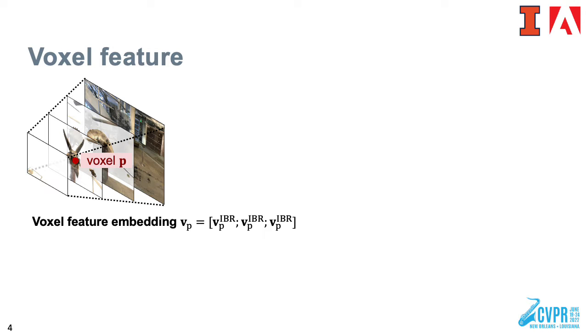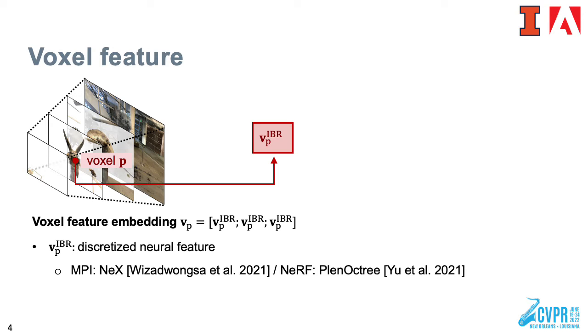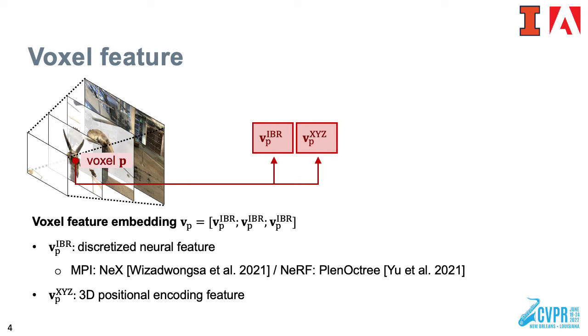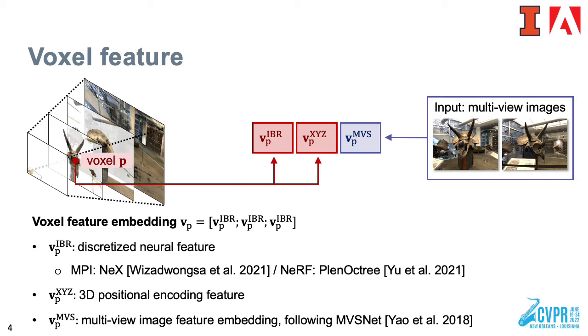To conduct 3D object selection with only sparse and noisy 2D user input, we construct an expressive voxel representation (VP) containing three components. First, a discretized neural feature. Second, a 3D positional encoding. Lastly, a multi-view image feature embedding. We find this information to be particularly useful as it overcomes the limitations of the discretized neural features. Please check our paper for more technical details.